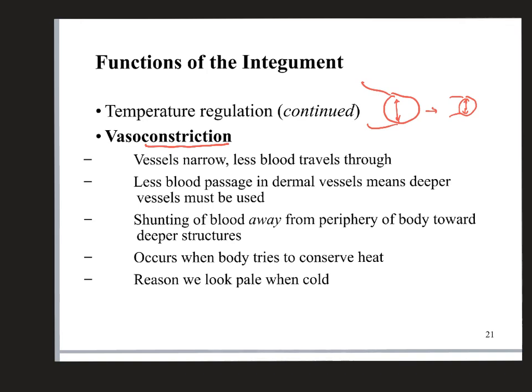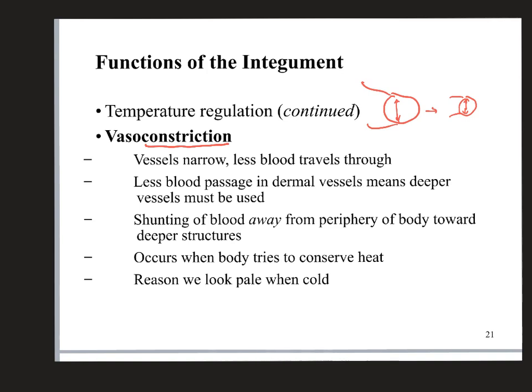It's analogous to kinking a hose. You bend a garden hose in half and shut it off, right? You kink the hose and it prevents water from going through. Well, in this case you reduce the diameter of the blood vessel and prevent blood from going through. So there is less blood passage. This is a way of shunting blood away from the periphery of the body, from the skin, and pushing it somewhere else, okay? And this occurs when the body's trying to conserve heat, right?